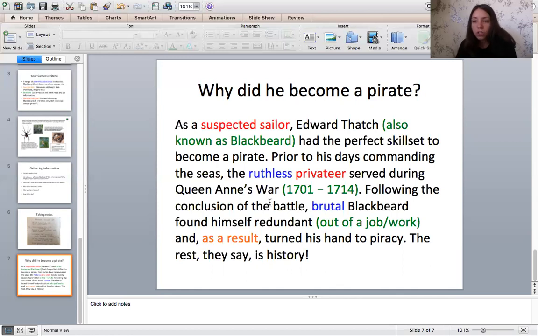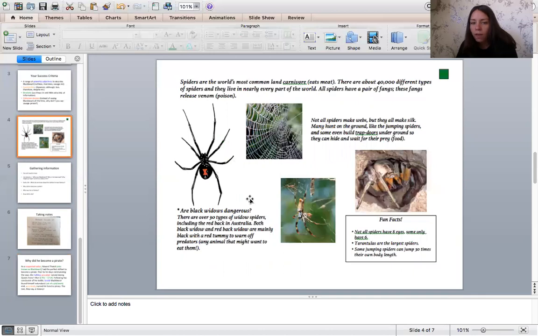You could use these features across your whole information text, but I've just tried to show you how you can use them just in one section. So I hope this has been useful, and you can go back and look at the example of the information text if you need some inspiration.